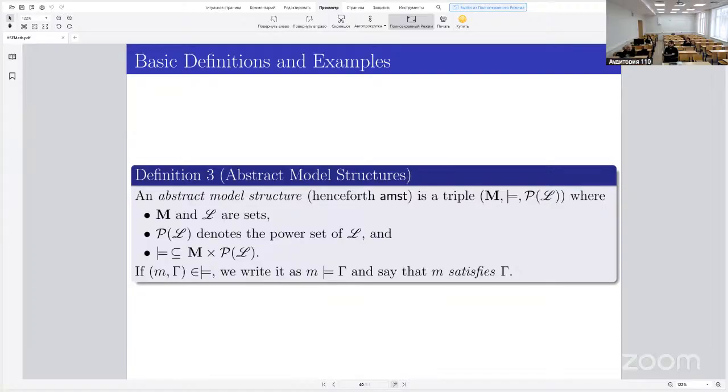No, it's from big M. Ah, this is a subset of M cross PL. I see. So we have a class of all possible models, right? Yes, I'm coming to that. To make the definition easier to understand, you can think of the elements of M as models and the elements of L as formulas, but this is strictly not necessary. Okay, thank you. And then we say that M satisfies, that's all.